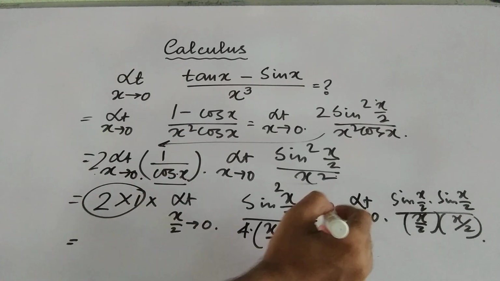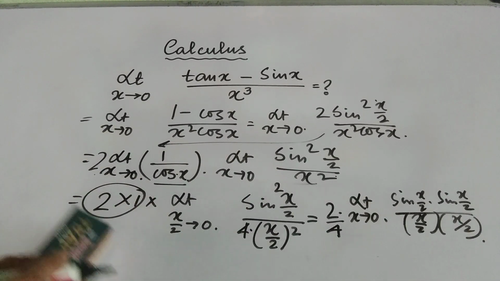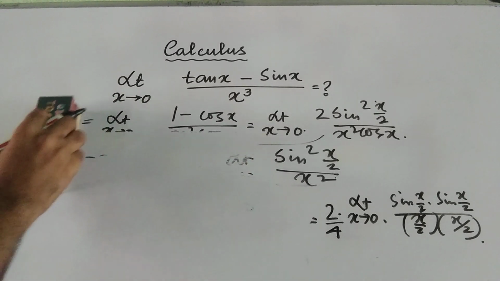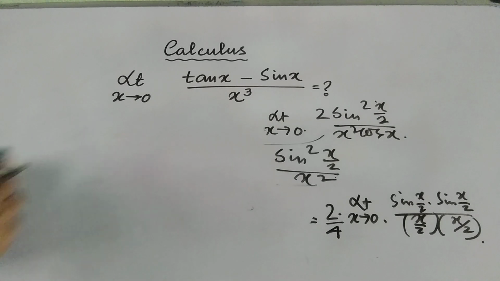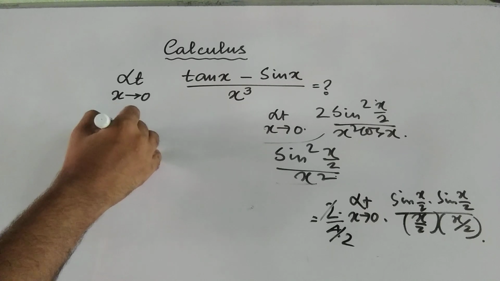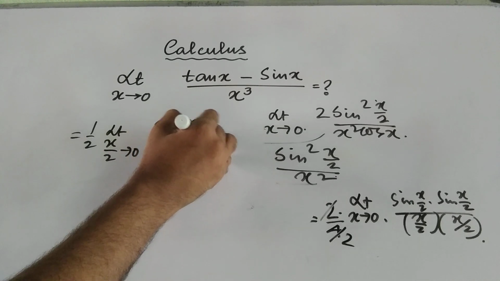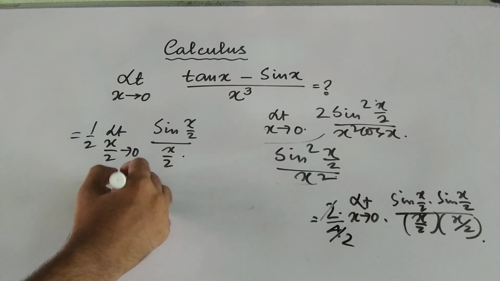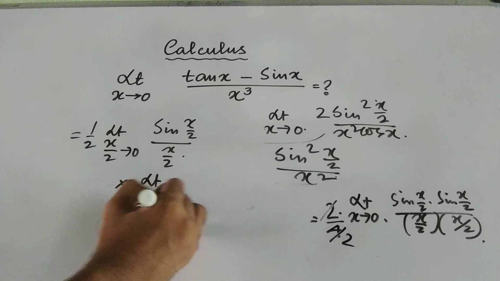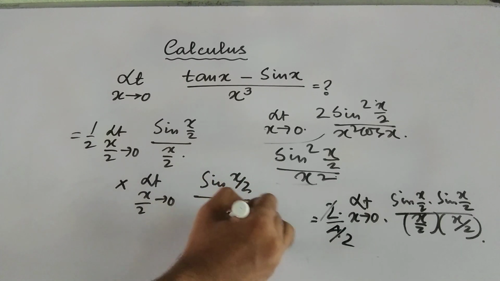Also 4 is there, so 4 can come out of the limiting expression as it is devoid of any value of x. So my final constant will be 2 by 4, that is 1 by 2, which is the constant part of the expression that I am getting. So it becomes 1 by 2 outside of the limiting expression, times limit x by 2 tends to 0, sin x by 2 divided by x by 2, into the same expression once again, limit x by 2 tends to 0, sin x by 2 by x by 2.